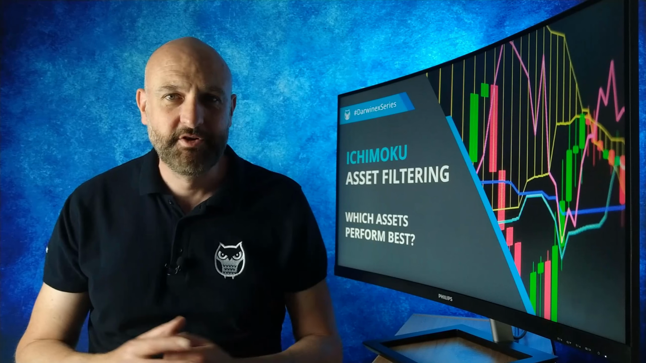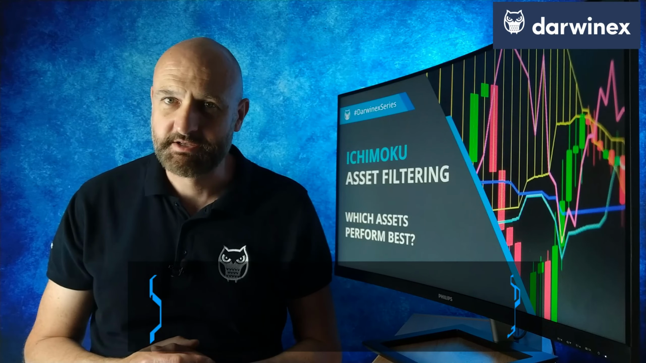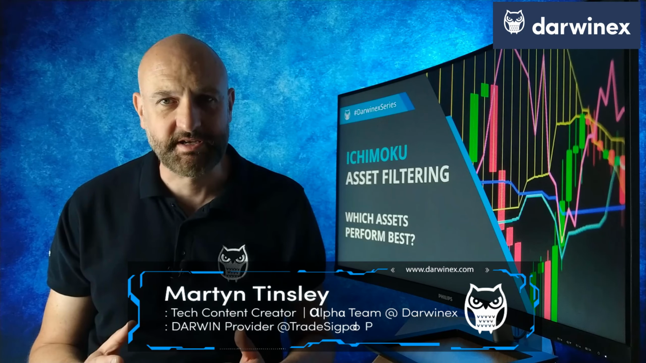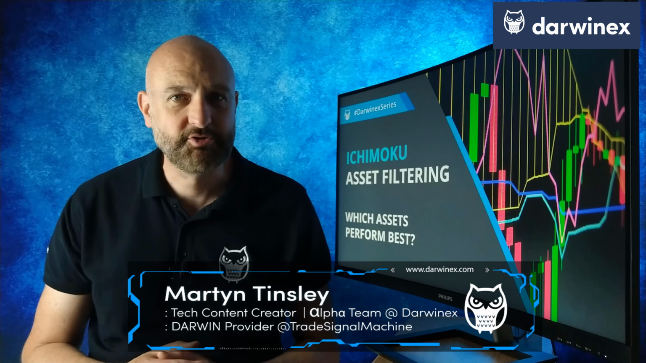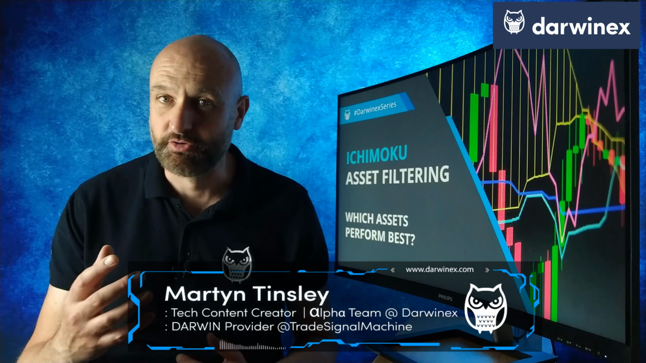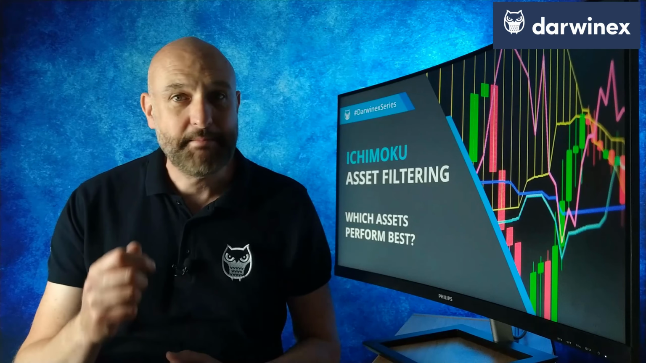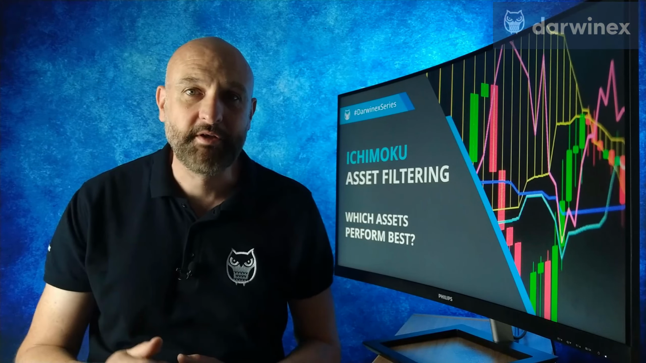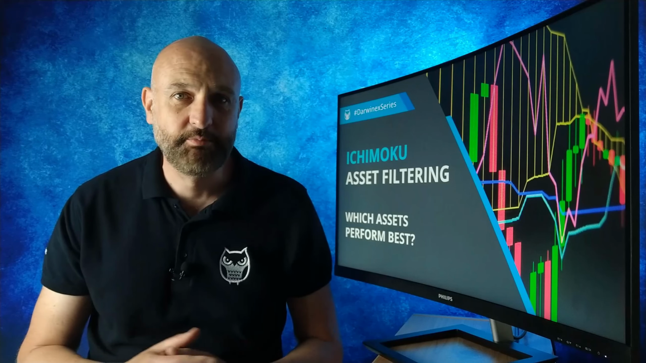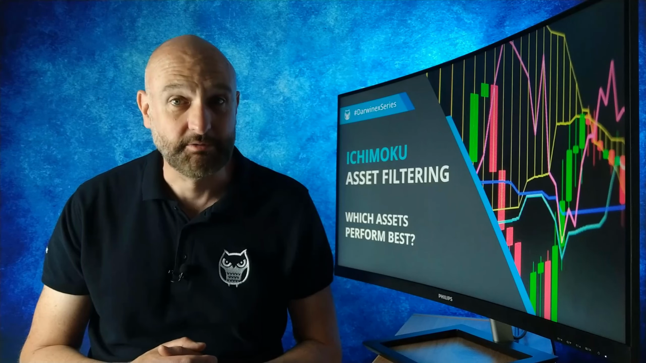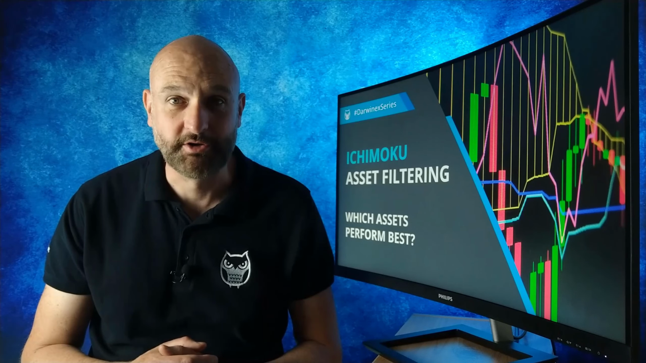Way back in the first few episodes of this series, I put forward a hypothesis that because the Ichimoku indicator is mostly used in Japan and during the Asian session, it might mean that it will work more effectively on yen pairs. Today, I reach the point of testing that out, so let's see if it's the case or not.